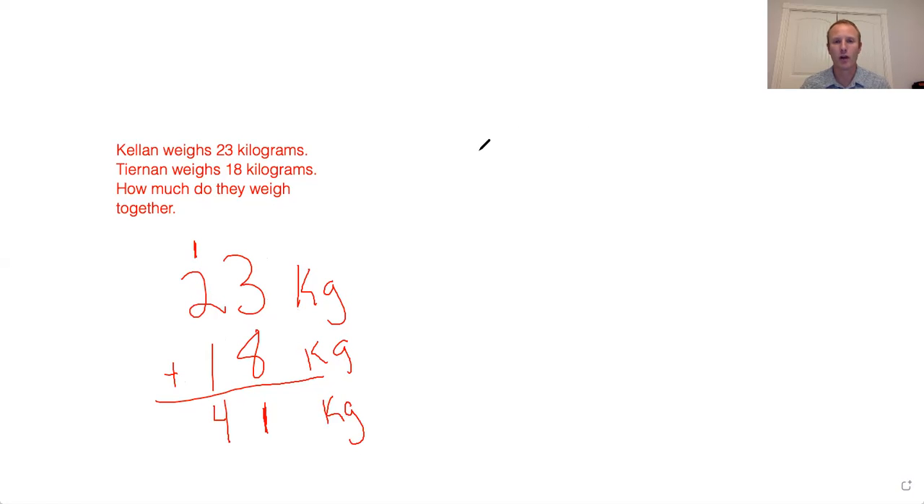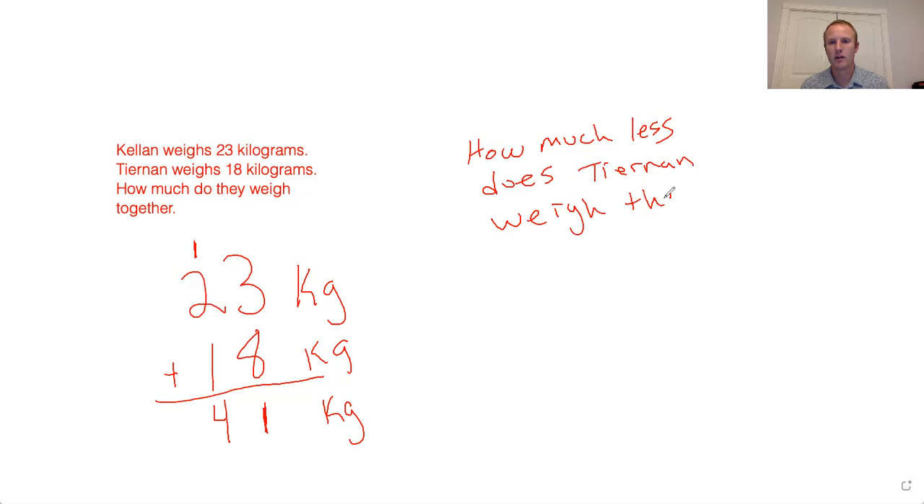I might also get a question that says something like, how much less does Kieran weigh than Kellen? And in that case, I'm finding a difference. When we find a difference, we subtract. Again, this sort of problem provides a really good review for adding and subtracting, especially multi-digit numbers.